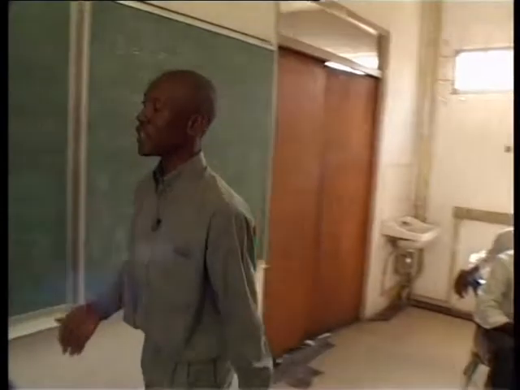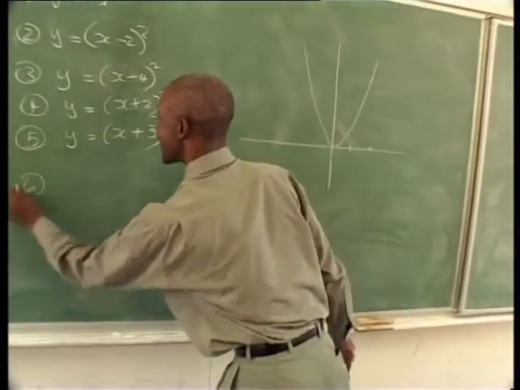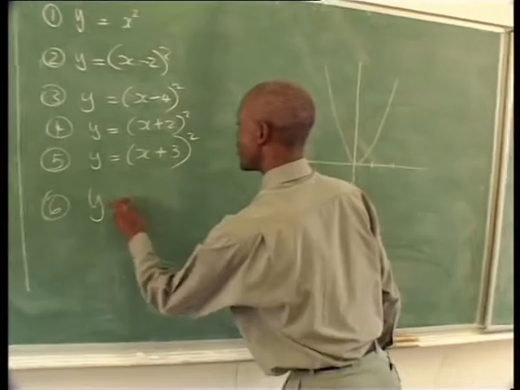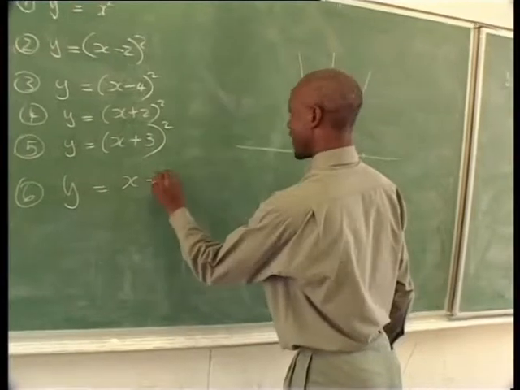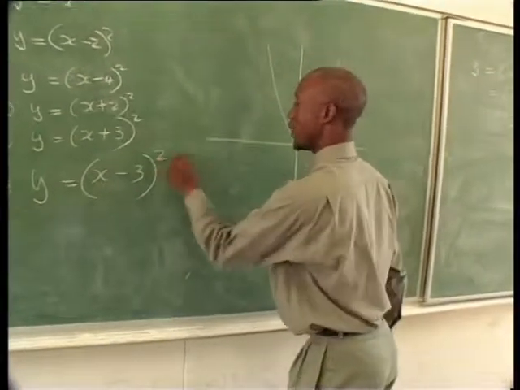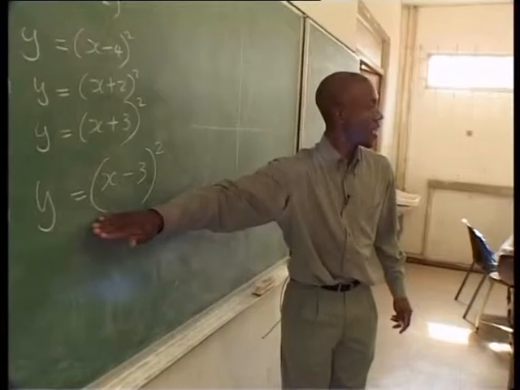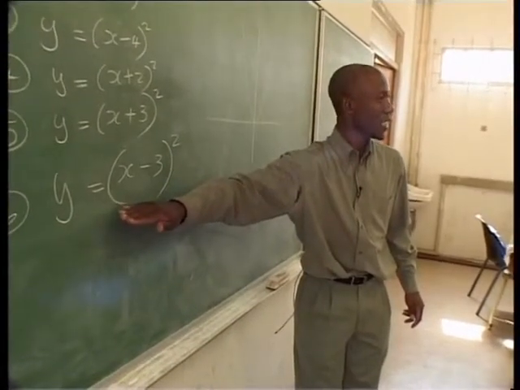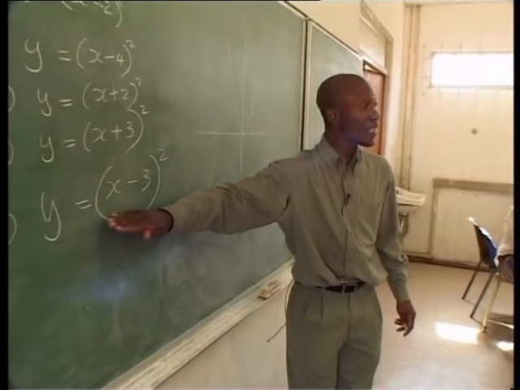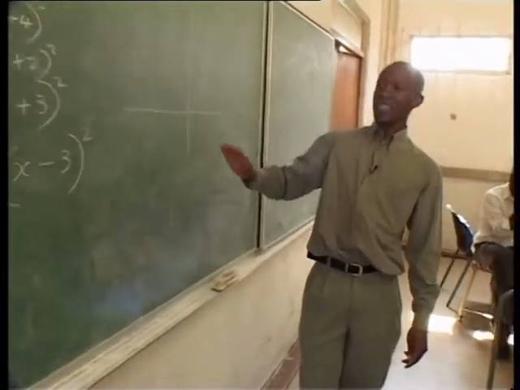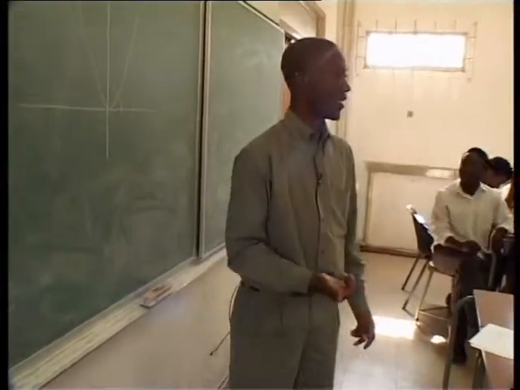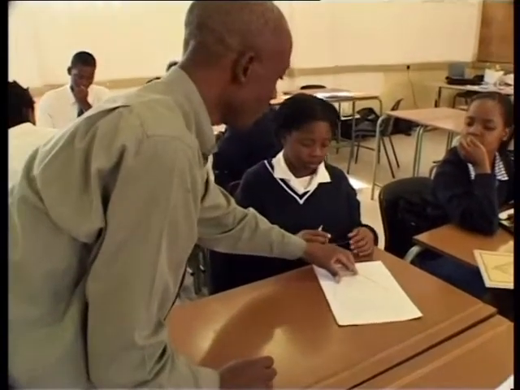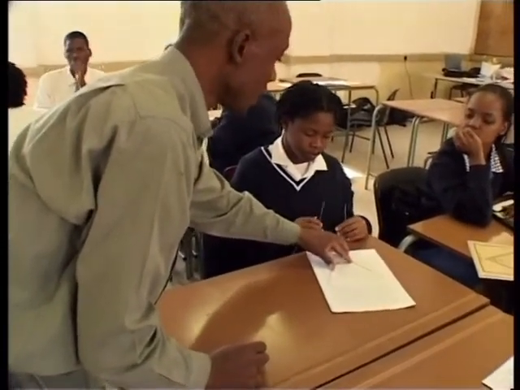For instance, if I say to you, equation 6, and I say y is equal to (x minus 3) all squared, I want you to predict where it's going to be on the Cartesian plane. From the original, how many paces is it going to move, and also in which direction is it going to be? It will move to the right 3 paces. The teacher demonstrates this movement using his copper wire.